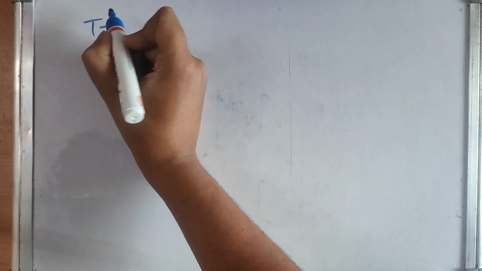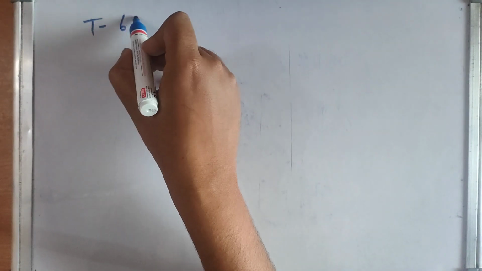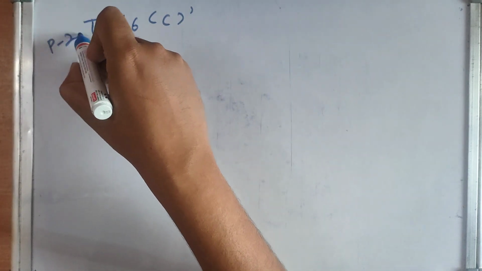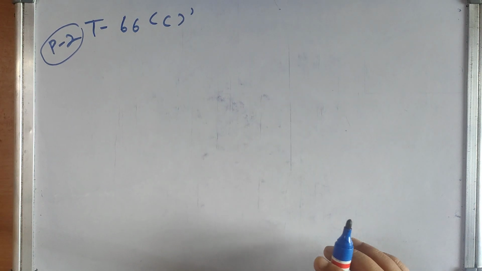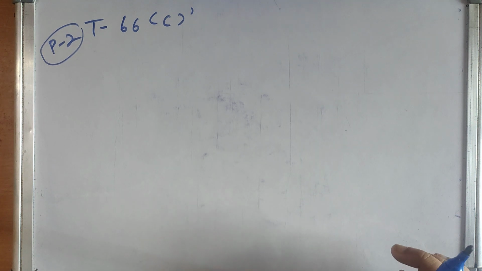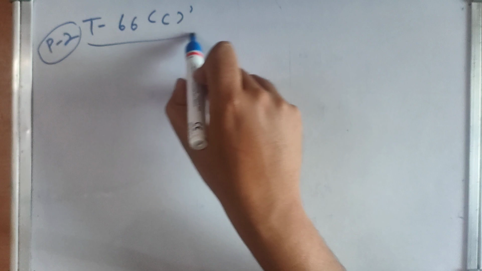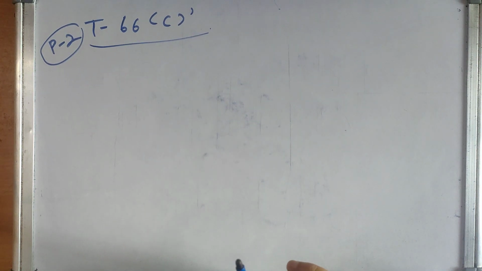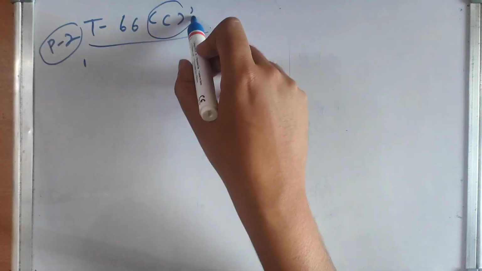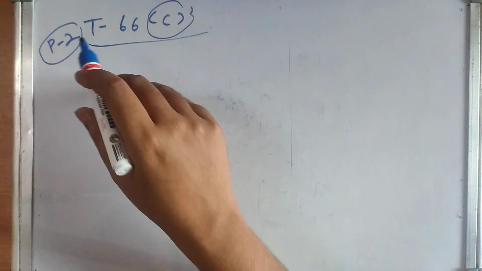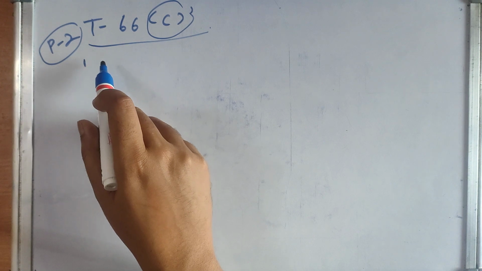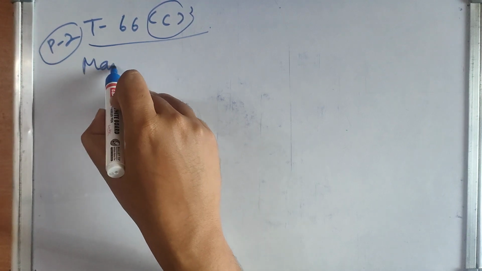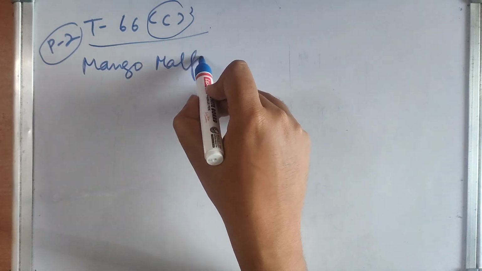So today we are going to do topic 66 C, topic 66 C of paper 2, where we are discussing major pests and diseases and their management. First of all, the disease we are going to discuss today is mango malformation, and we have discussed some diseases in topic A and B, so you must see them. Today we are going to do the third part of it, that is topic 66 C. So first of all, we are going to discuss mango malformation.